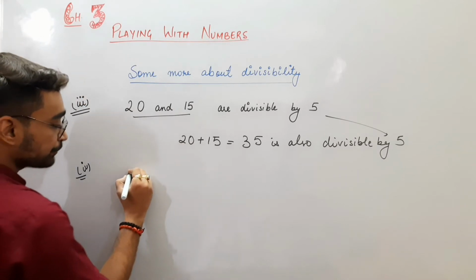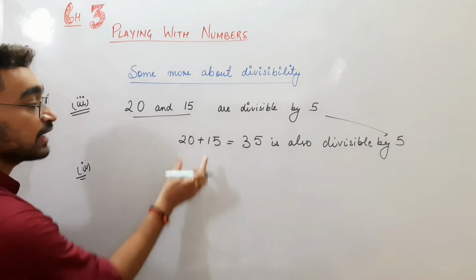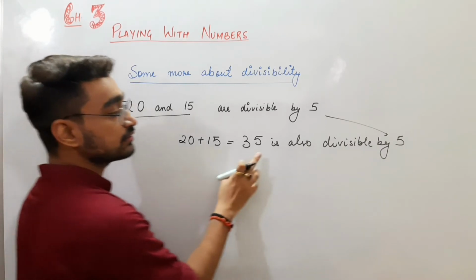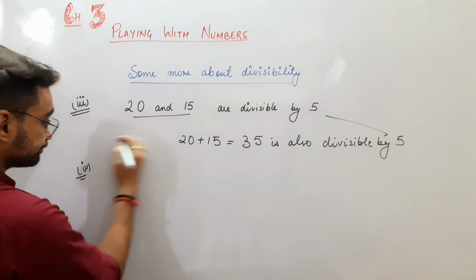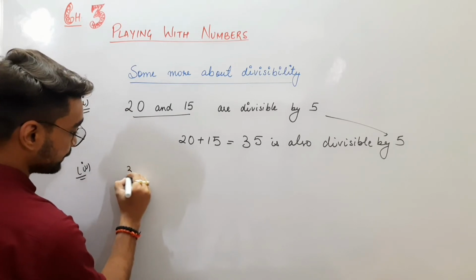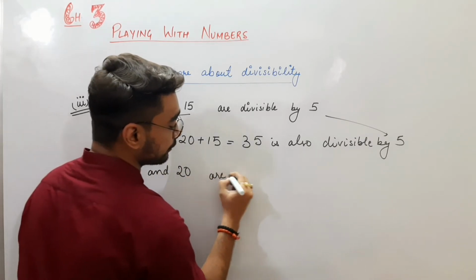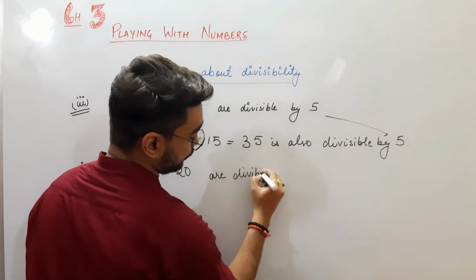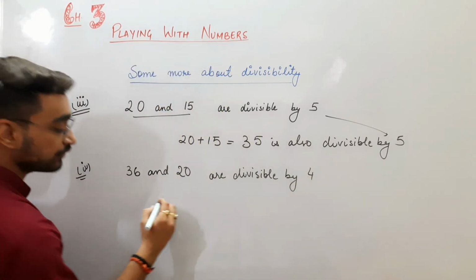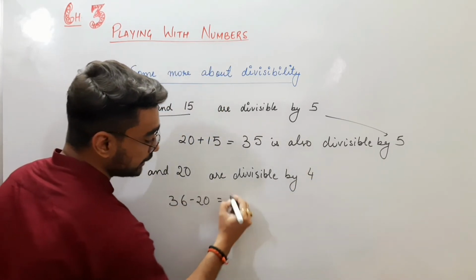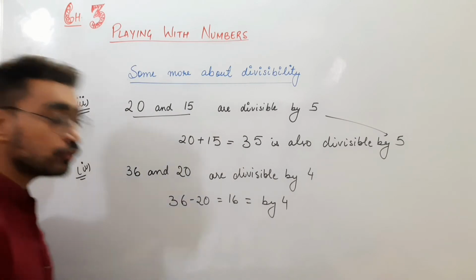Fourth point says that if two numbers are divisible by a number, then their subtraction or their difference is also divisible by that number. Take a bigger number like 36 and 20. 20 and 36 are divisible by 4. Then the difference of these, that is 36 minus 20, 16, is also divisible by 4. So 4 rules we have studied.